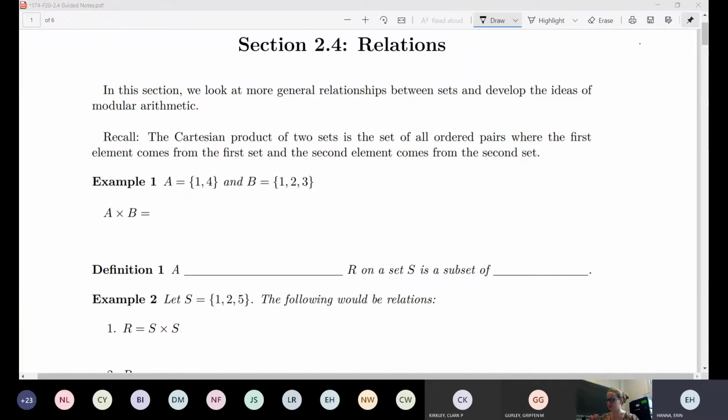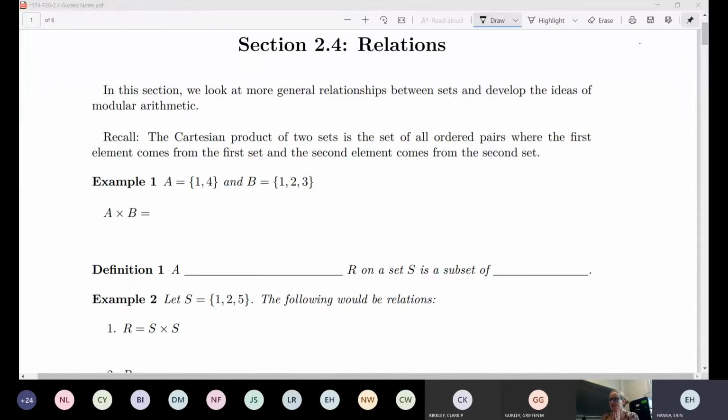Anyway, apart from that, let's start with 2-4, which is called relations. In this section, we're going to look at more general relationships between sets, and we're going to develop this idea called modular arithmetic, which I think is really fun, but I'm weird.